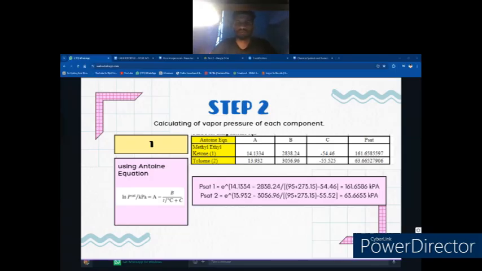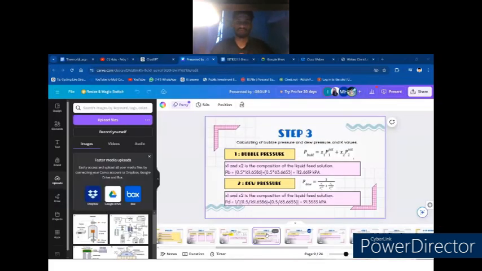I'm going to continue with the calculation for step 2, which is the calculation of saturation pressure for both methyl ethyl ketone and toluene. Here we have labeled methyl ethyl ketone as the first compound and toluene as the second compound. To find the saturation pressure, we have to use the Antoine equation. We obtained the P saturation for methyl ethyl ketone as 161.6585597, and for toluene as 63.66527906.